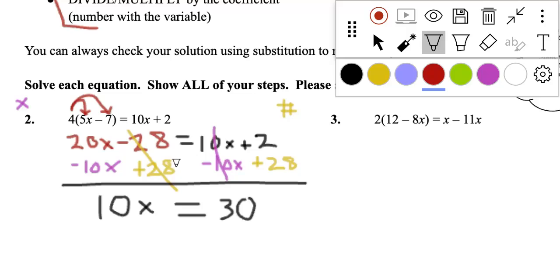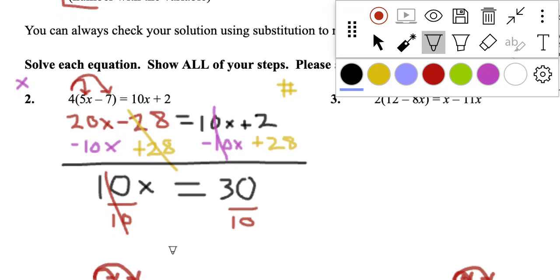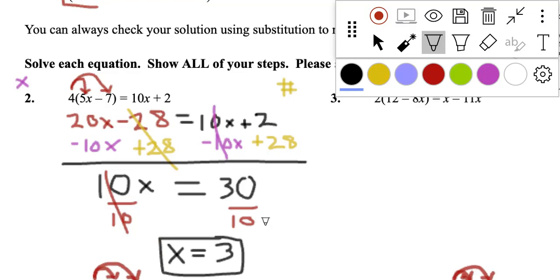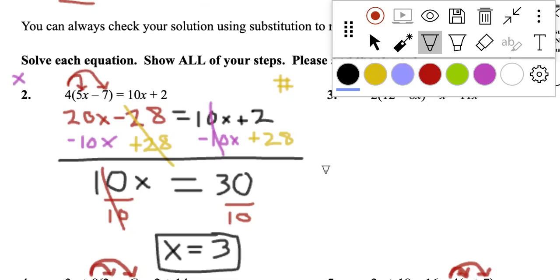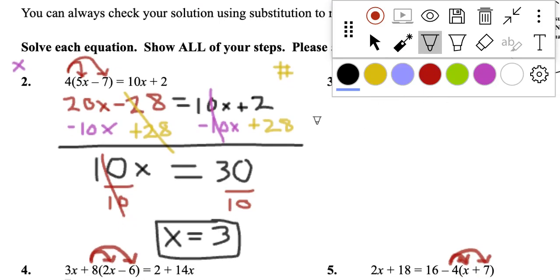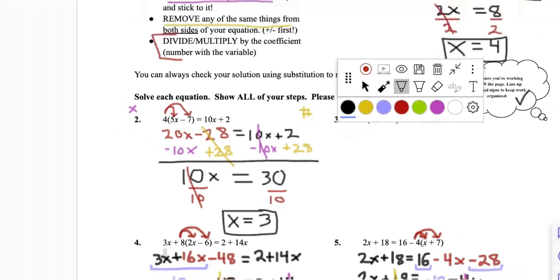But I'm going to do my last step, which is to divide by the coefficient of 10. If I divide by 10 to both sides, I will get my answer and I will be done. So the answer here is x equals what? 30 divided by 10. What is that? Yeah, 30 divided by 10, good job, is 3. So that is my final answer. I'm going to go ahead and box my final answer. You could definitely also do something called check your work. But for now, that is where I'm going to leave my work for number 2.